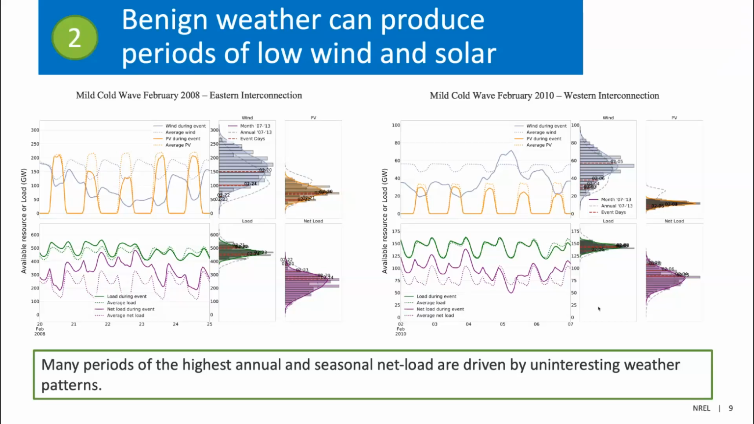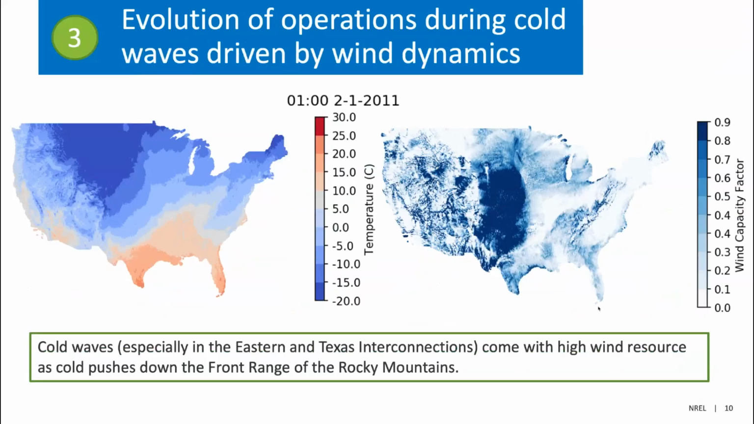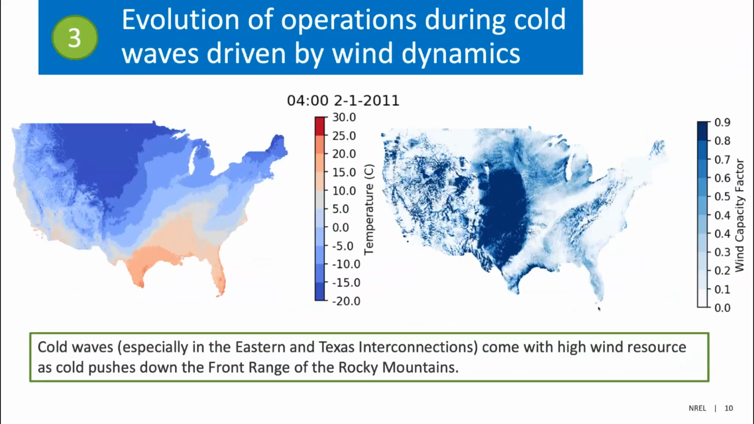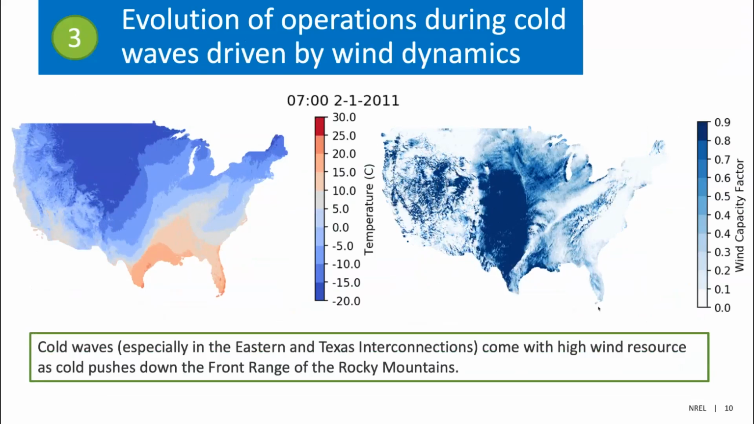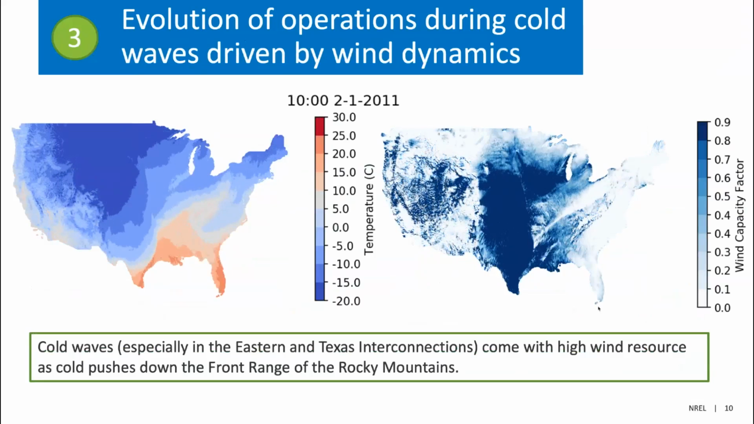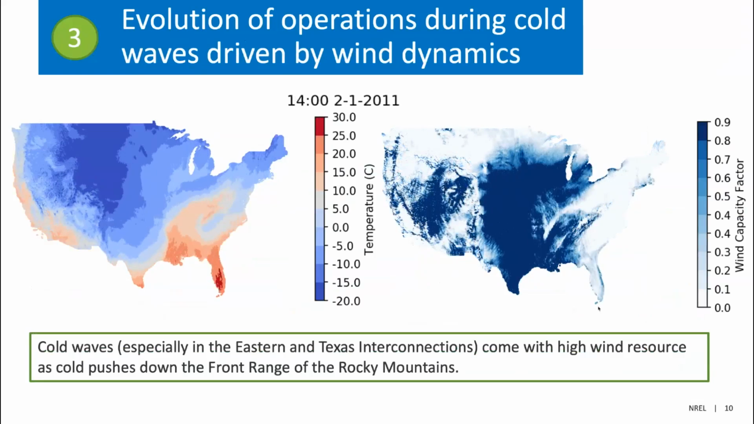And these are also somewhat prolonged. If we look at the 2008 cold wave, we see the 21st, 22nd, and 23rd all having pretty low wind resource relative to normal for this time period. So speaking of cold waves, our third finding focuses on the fact that evolution of operations during cold waves seems to change the most out of all of these different types of weather events we considered.